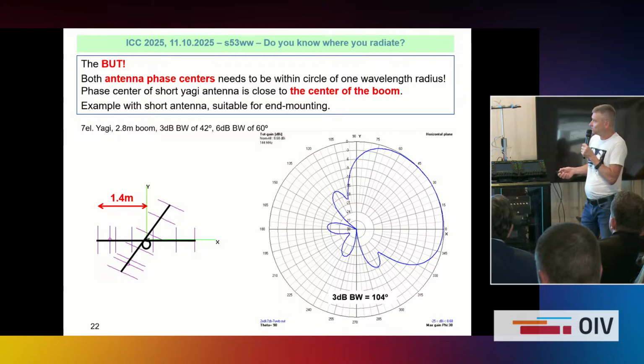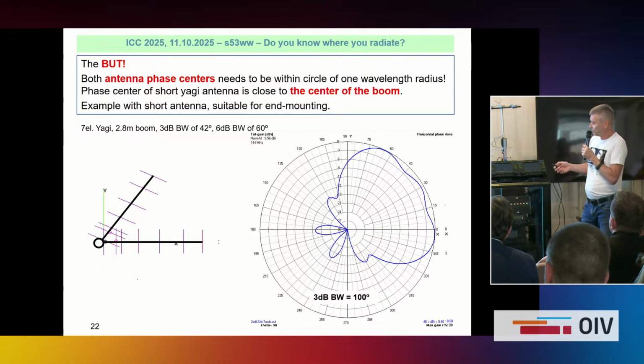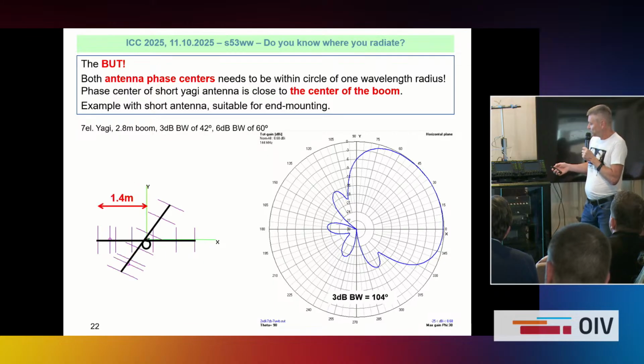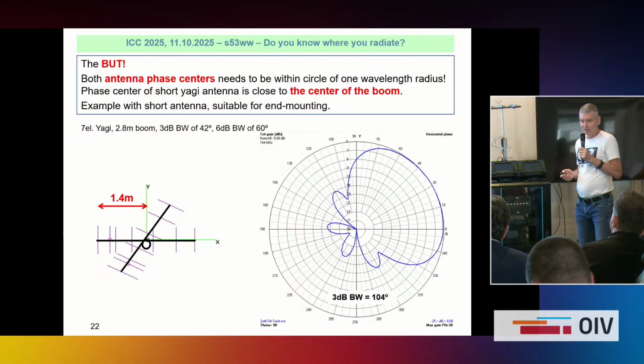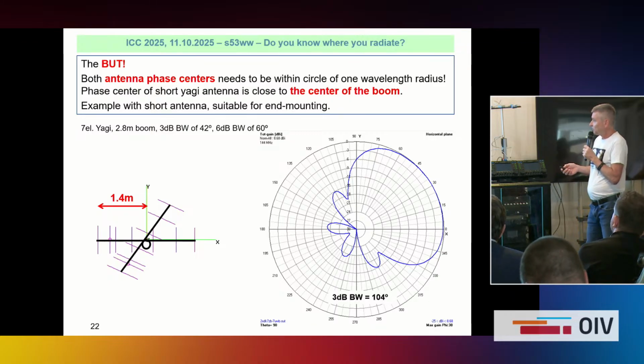You offset them by 60 degrees for the angle of 6 dB angle, and you get this kind of radiation pattern. Very nice, right? It's like perfect. From the individual antenna which has 3 dB of 42, you get an antenna which has 3 dB of 104, 2.5 times wider.